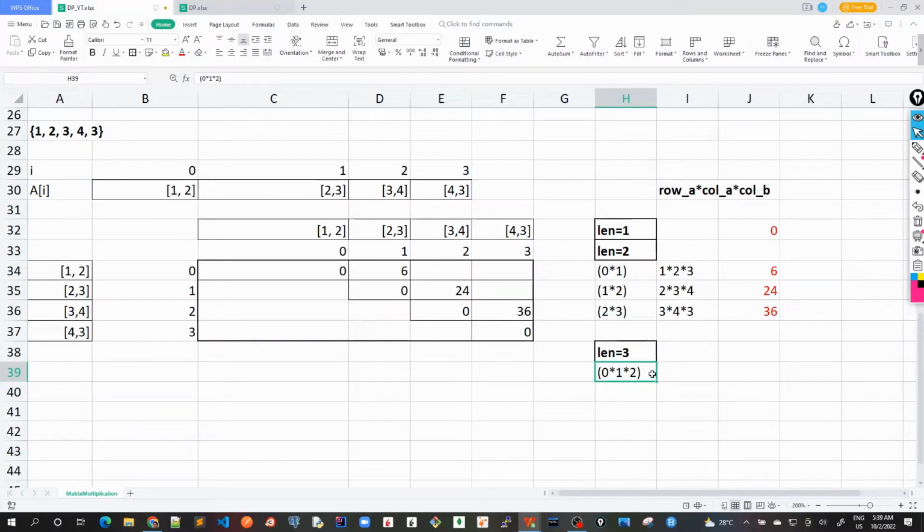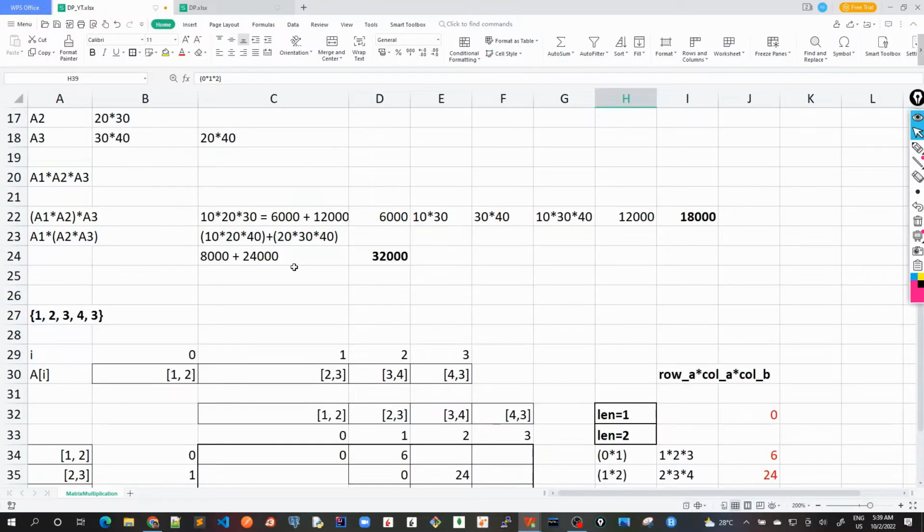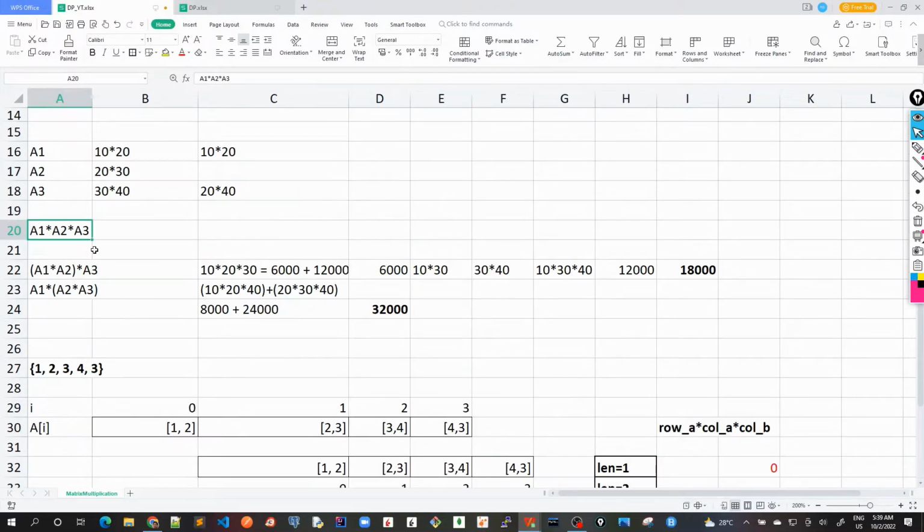Guys, let's see first. If we have a length of three, there are three matrices involved. How many ways can we break it down? Let's look at the previous example. In our previous video, when we have three matrices, there are only two ways we can break it down. Either we multiply A1 and A2 first, and then multiply the product of that with A3. And the second option was that we multiply A2 and A3 first, and then use the product of that to multiply A1.